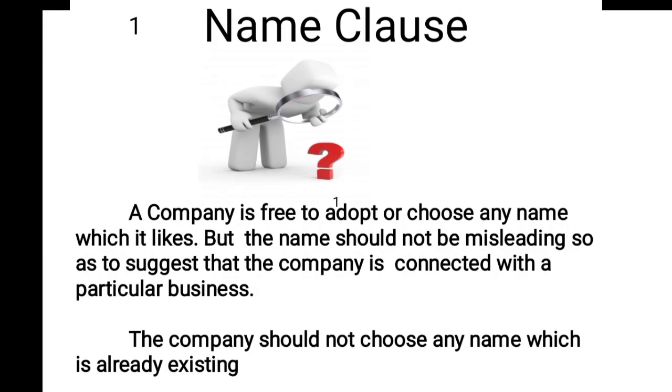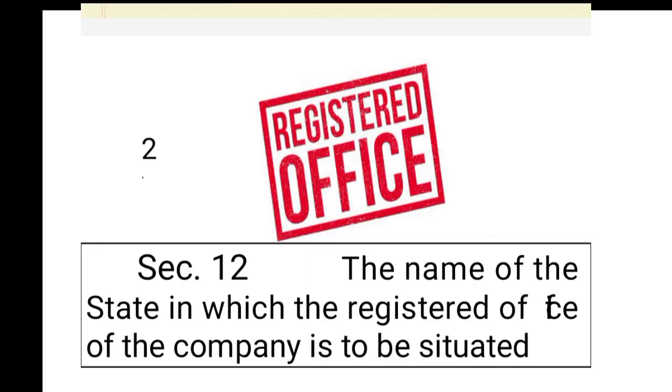A company is free to adopt or choose any name which it likes, but the name should not be misleading so as to suggest that the company is connected with a particular business. The company should not choose any name which already exists. Second clause is registered office clause. So let's see, Section 12. The name of the state in which the registered office of the company is to be situated.